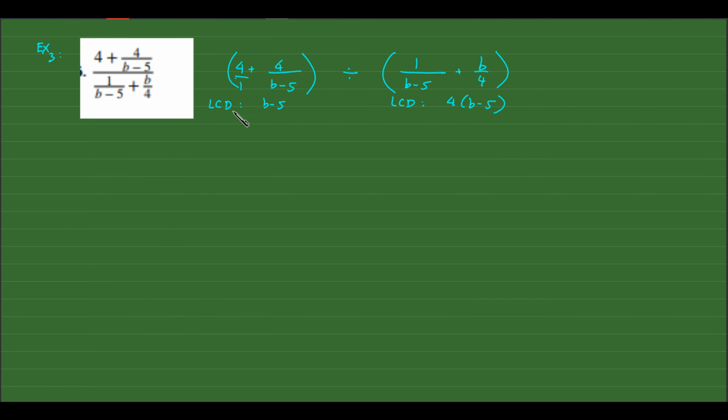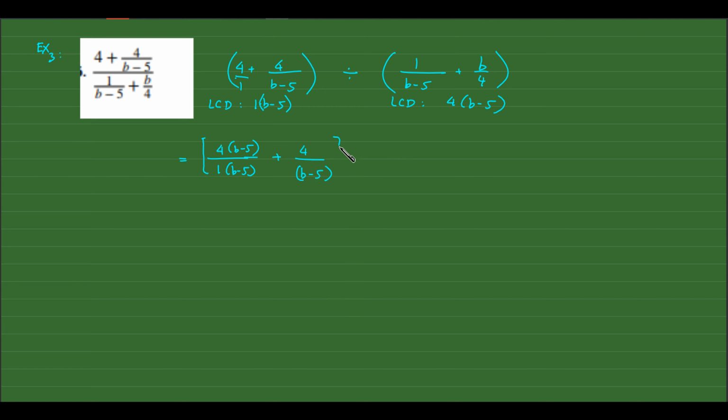Okay. So after you get the LCD, and you compare it with the denominator here, what are you missing? b minus 5. They don't have b minus 5. So actually this is 1 times b minus 5. So they have 1, but they don't have b minus 5. So you will multiply the top and the bottom by b minus 5. Okay. Now for this one, they don't have 1, but they have b minus 5. So you multiply by 1, but if you multiply by 1 it is itself, so you don't have to write it.